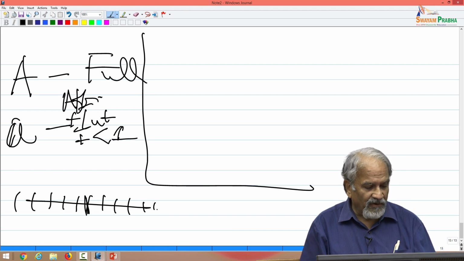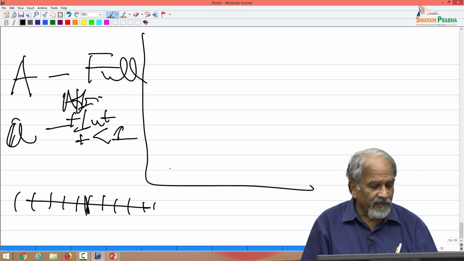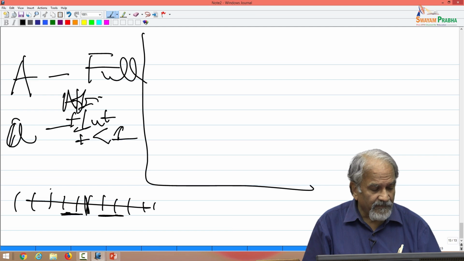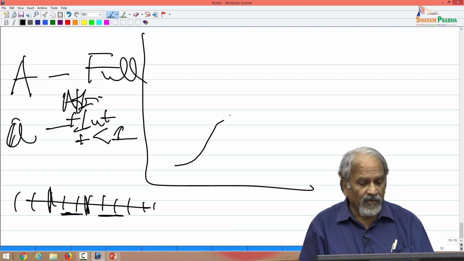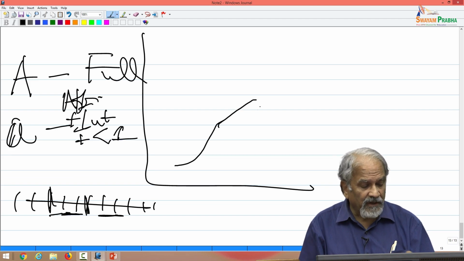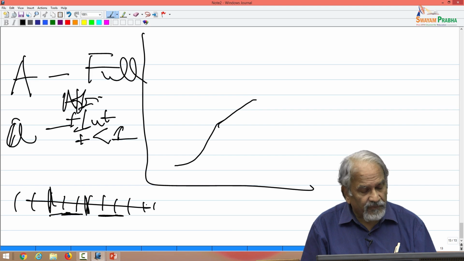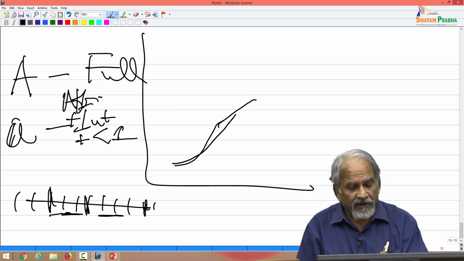If initially there are only 2, and now if you add one more here, you get an additional response. If you had 4, then you have got more, and if you have a 5th one, you get initially a dose response curve like this.